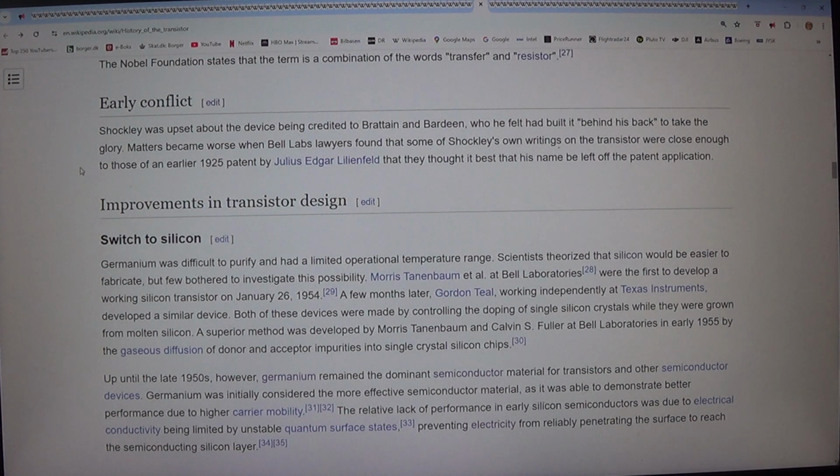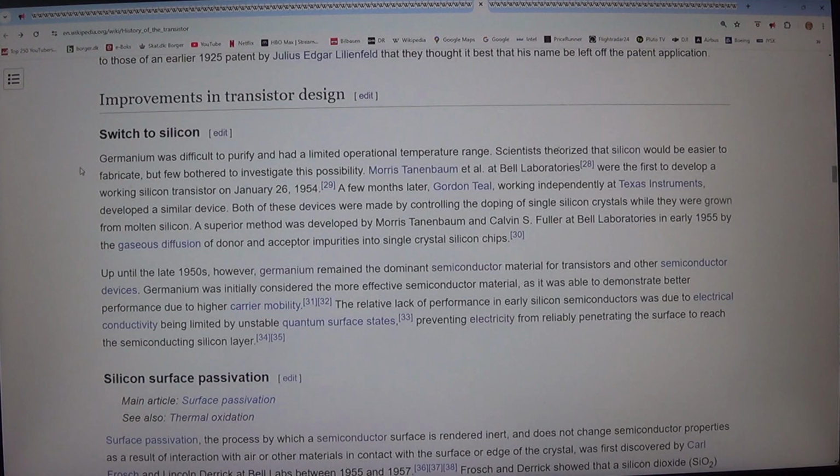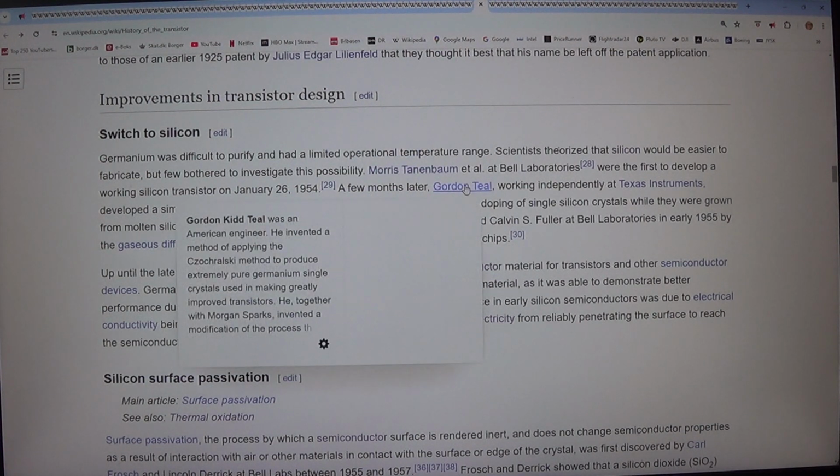Switch to silicon, edit. Germanium was difficult to purify and had a limited operational temperature range. Scientists theorized that silicon would be easier to fabricate, but few bothered to investigate this possibility. Morris Tanenbaum et al. at Bell Laboratories were the first to develop a working silicon transistor on the 26th of January, 1954. A few months later, Gordon Teal, working independently at Texas Instruments, developed a similar device.